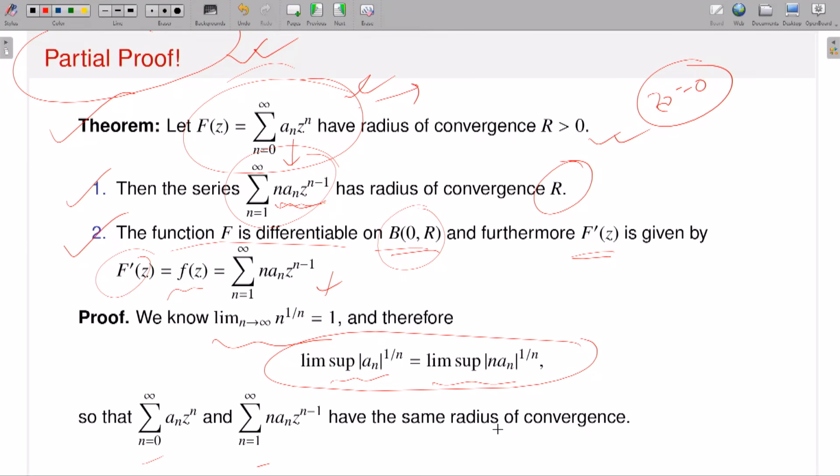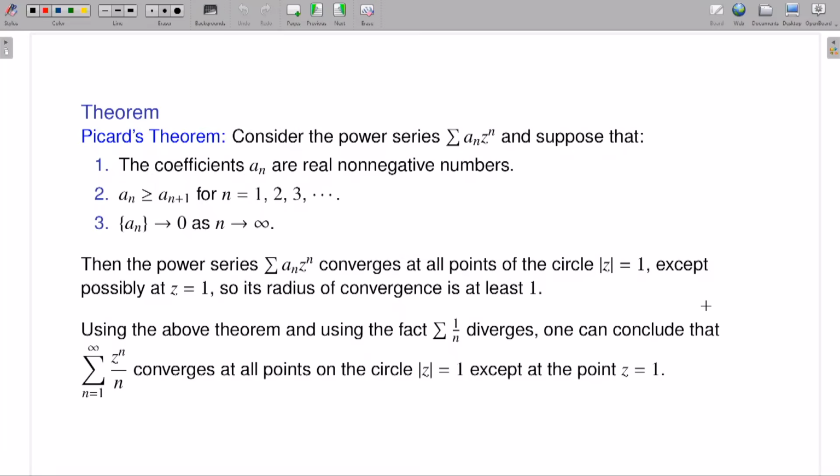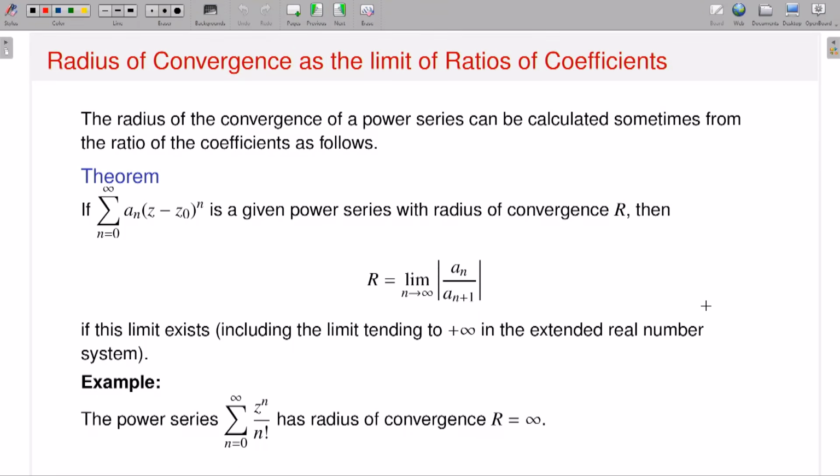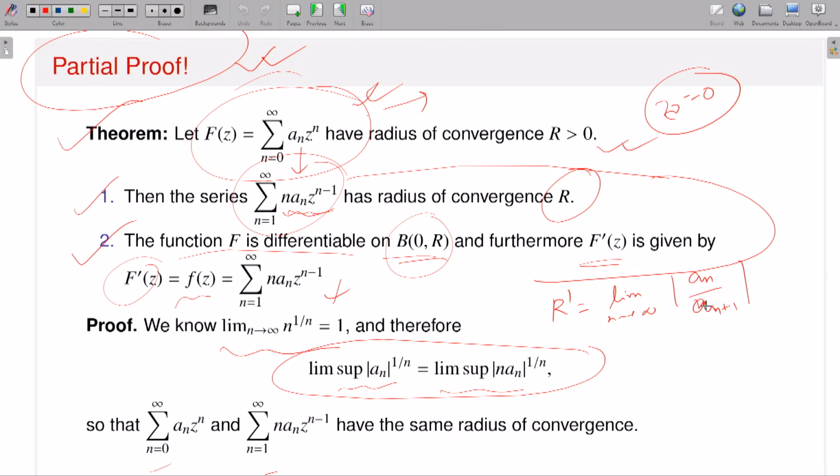For example, if you remember the formula, what is the radius of convergence? Suppose the radius of convergence is r prime. What is your r prime? This is, I think, the limit as n approaches infinity of the absolute value of a n divided by a n plus 1, if I remember correctly. Okay, so let me just check once again, very quickly. So this should be a n by a n plus 1, right?